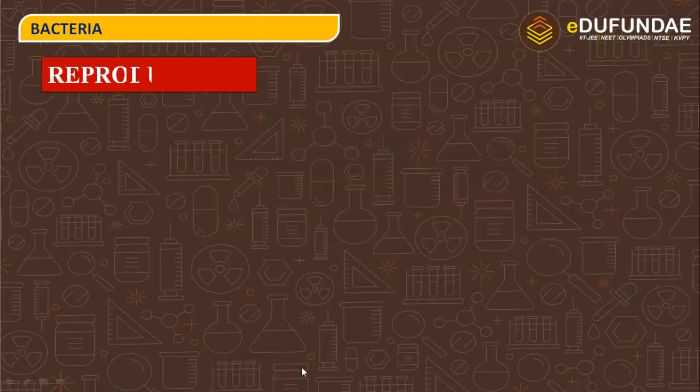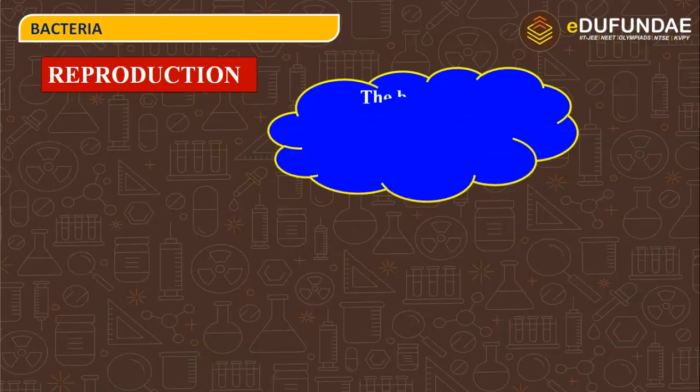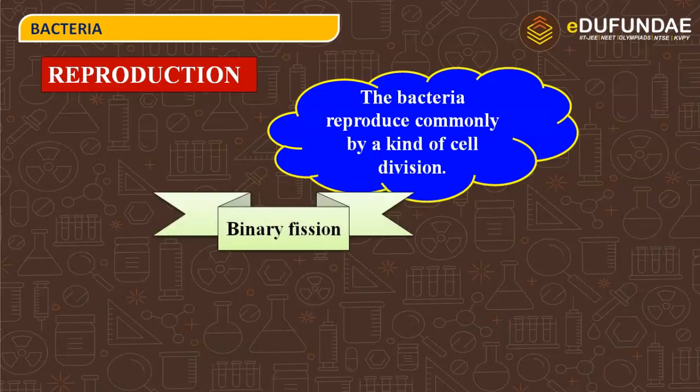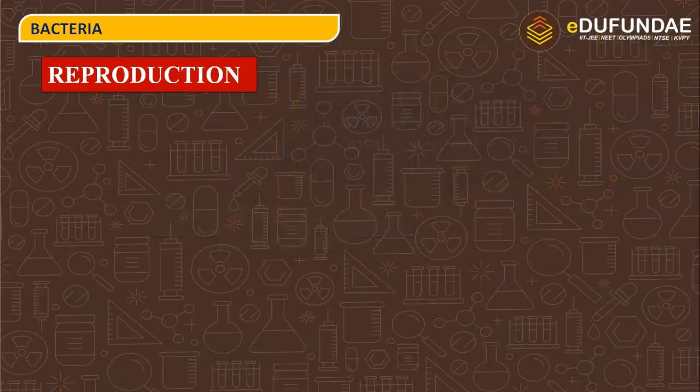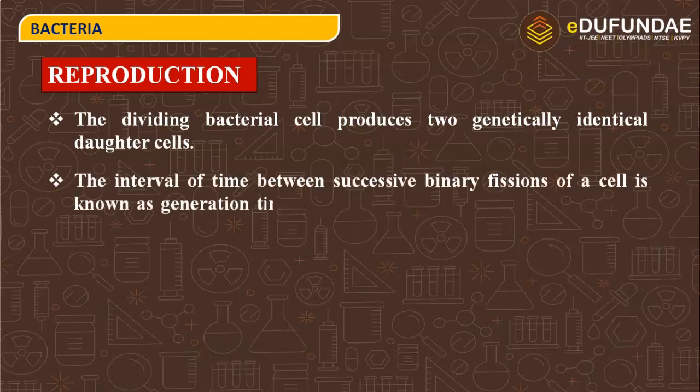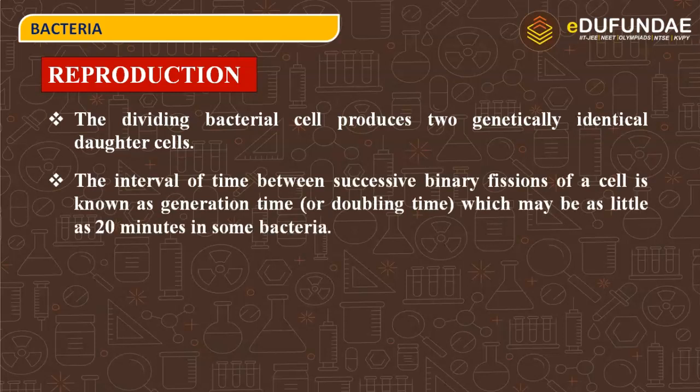So let us understand the reproduction. The bacteria reproduce commonly by a kind of cell division, that is binary fission. The dividing bacterial cell produces two genetically identical daughter cells. The interval of time between successive binary fissions of a cell is known as the generation time or doubling time, which may be as little as 20 minutes in some bacteria.